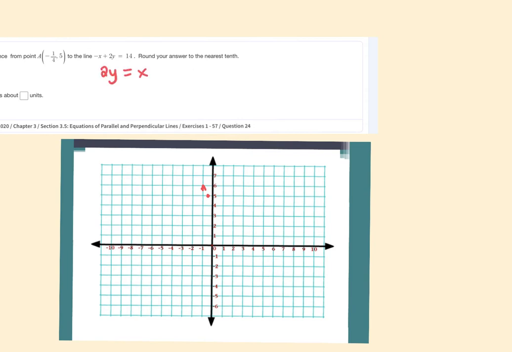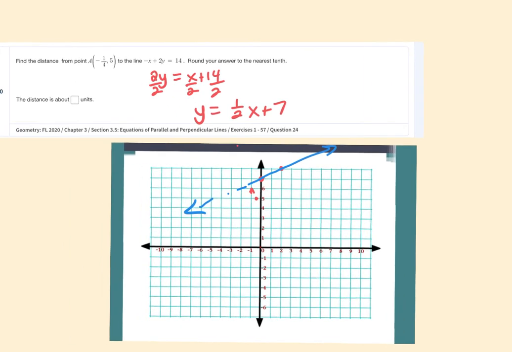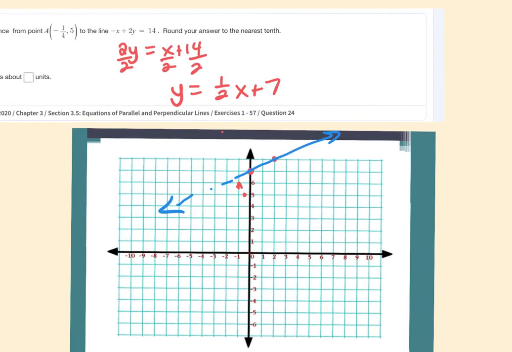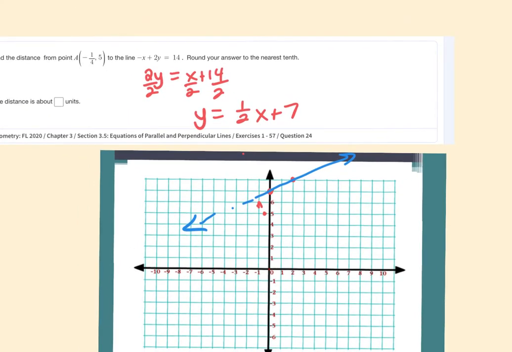It'd be 2y = x + 14, and then divide by 2, and y = 1/2 x + 7. So 7 is there, up 1 and to the right 2, means that line looks like this. Then you have to find where it's perpendicular in order to find the right angle. So you would reverse your slope. If the slope of this line is 1/2, I want the slope of the other line to be what?